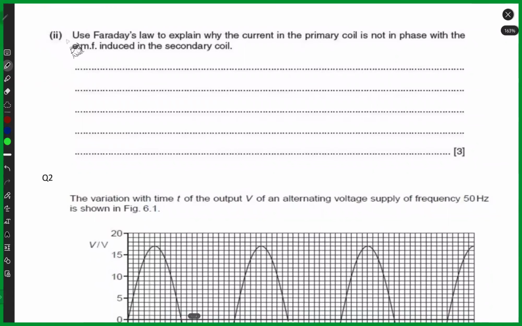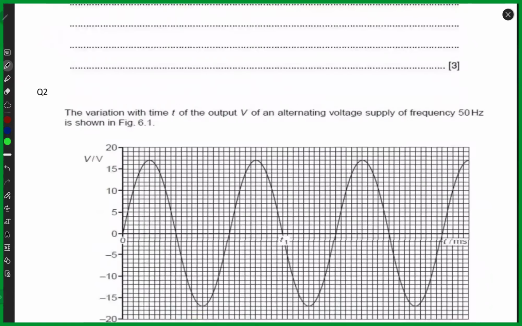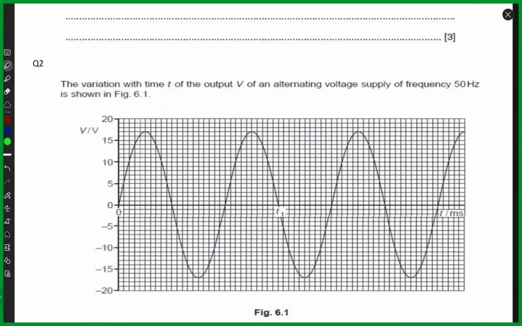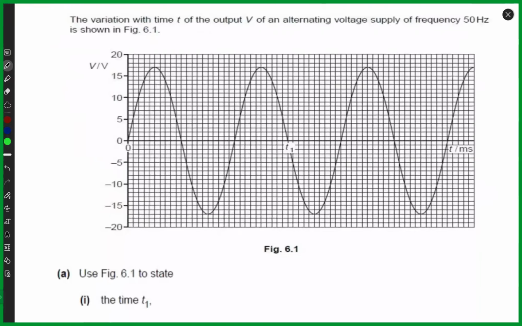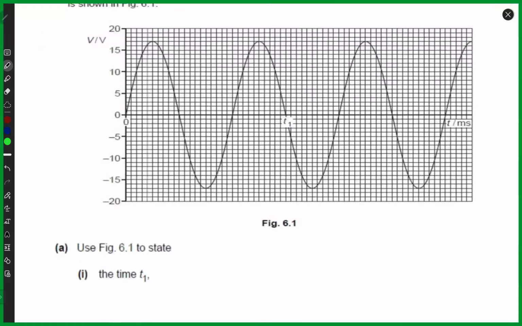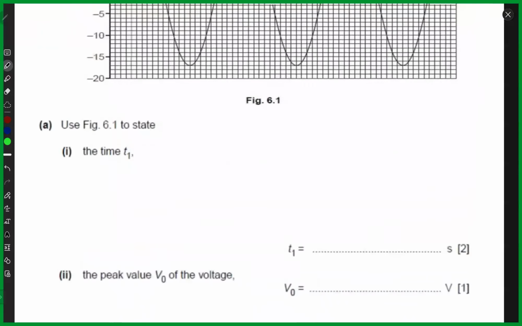We're going to skip this one because transformers have been removed, so we don't need to talk about the primary coil and secondary coil. The next question states that the variation with time t of the output V of an alternating voltage supply of frequency 50 Hertz is shown. Use this figure 6.1 to state the time t1.